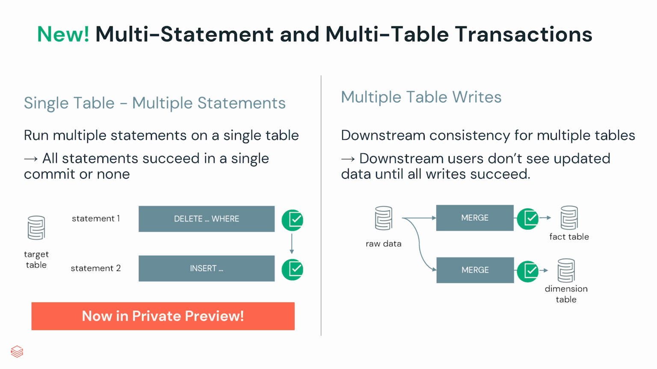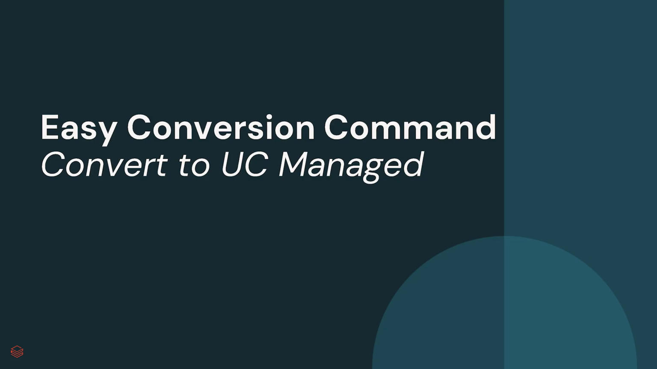And they're available in private preview now. And they take advantage of the fact that for managed tables, Unity Catalog is the source of truth. So there's a catalog that sits above the table, which is required to actually coordinate transactions between multiple statements and multiple tables. And so try that out. Oh, you can't even see the text down there, but it says now in private preview. So contact your account team if you want to try this out.